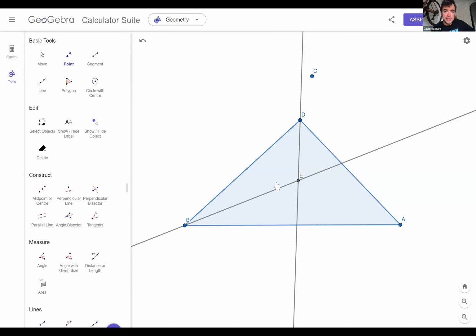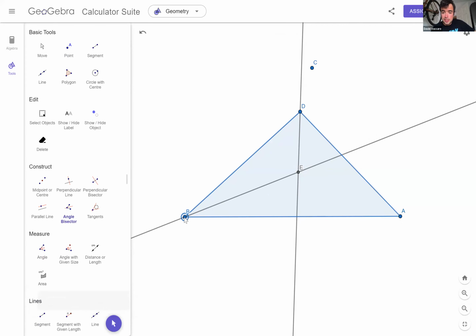It's all going to meet in the same point, is the claim. Okay, so let's see. I'm going to draw my third angle bisector. So this is BAD. And it really does seem to lie in the same point.